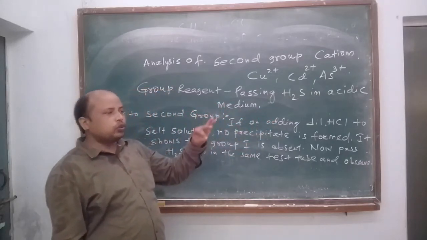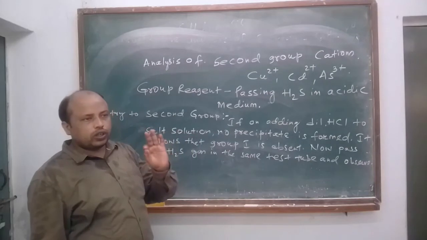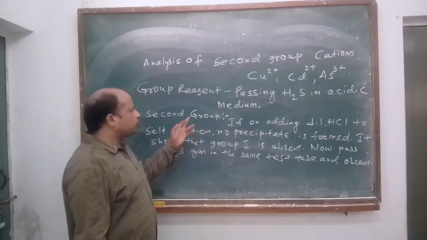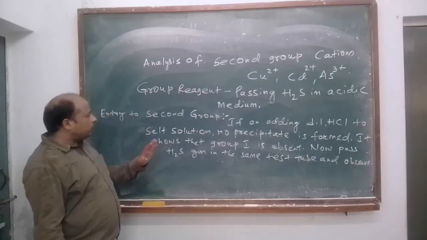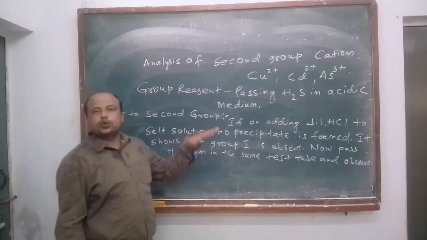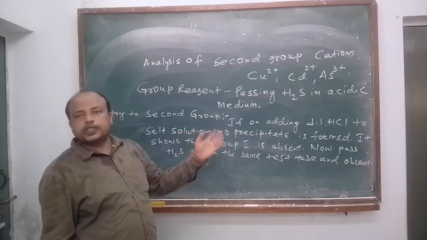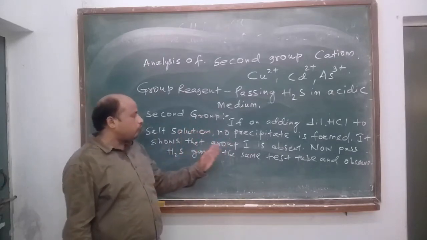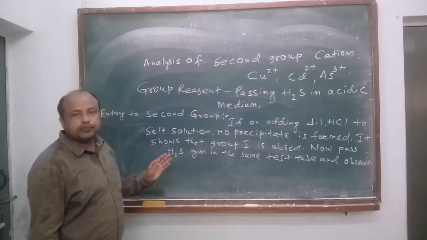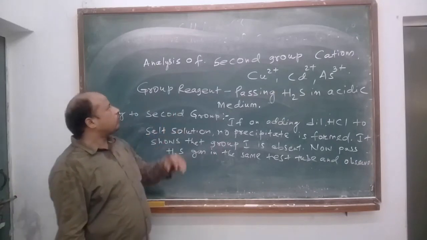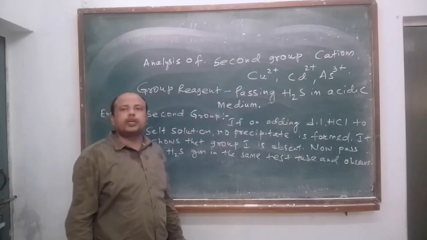So what we have to do? We have to add H2S in the salt sample we have taken, in acidic medium. If on adding dilute HCl to the salt solution no precipitate is formed, that is the first group. If it does not give the reaction of the first group, then we will have to pass H2S gas so that we can test whether the salt contains cations of the second group. So what are the cations present in the second group? This may be copper, cadmium or arsenic.